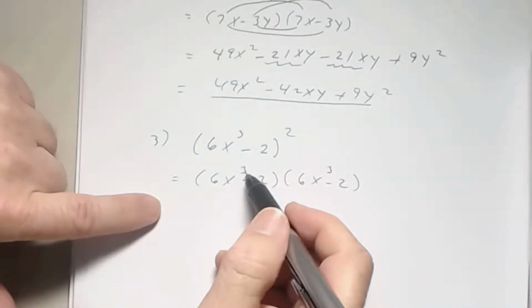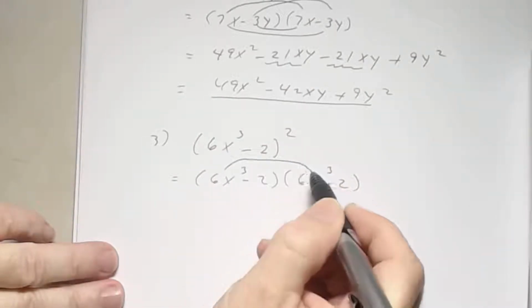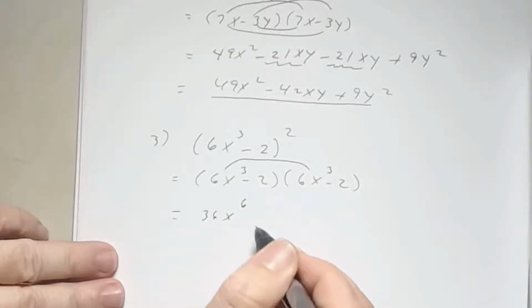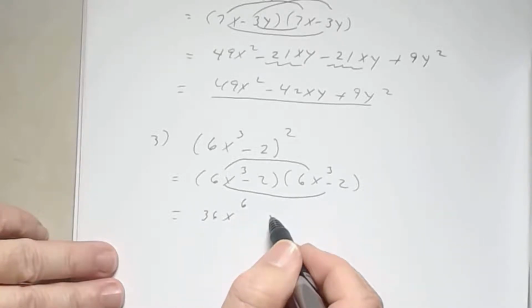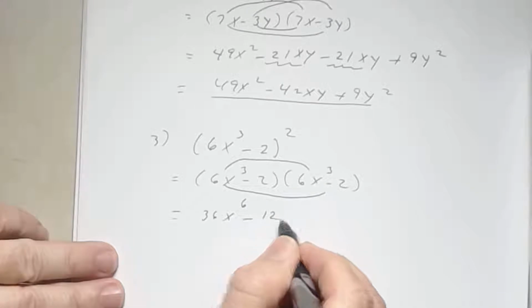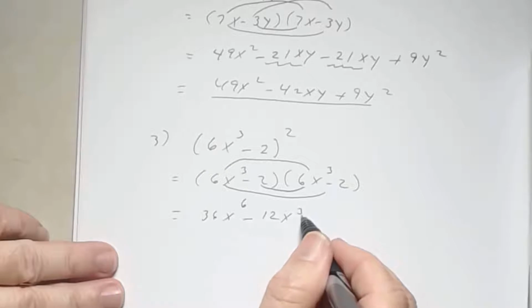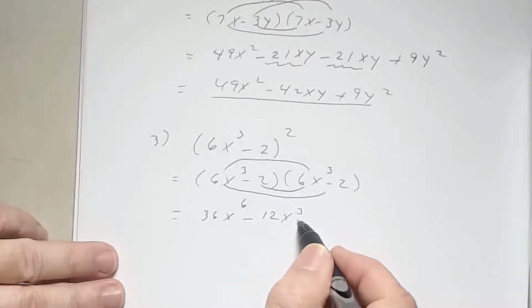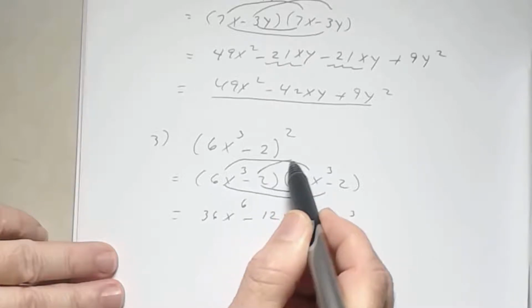So you've got to be careful here. You've got to remember when you multiply like bases, what do you do with exponents? You add them. So what is 6x cubed times 6x cubed? 36x to the 6. Your outer. What's 6x cubed times a negative 2? Okay. The inner. What's a negative 2 times 6x cubed? All right, it should be the same because I'm squaring a binomial, right? So the outer and the inner will be the same. And then what's the last? What's a negative 2 times a negative 2?